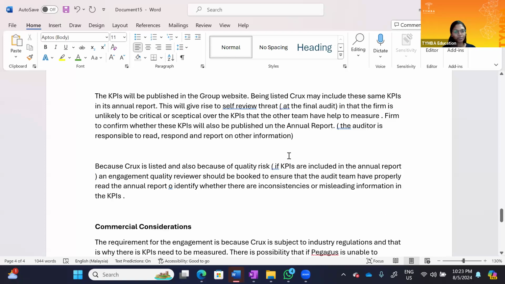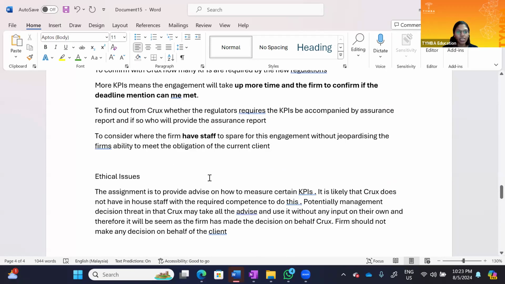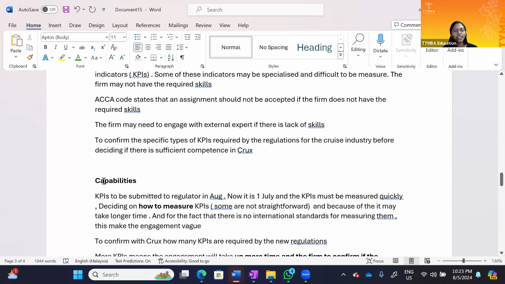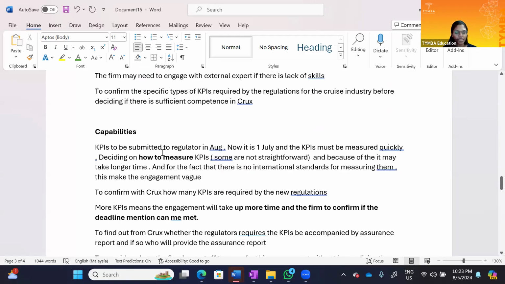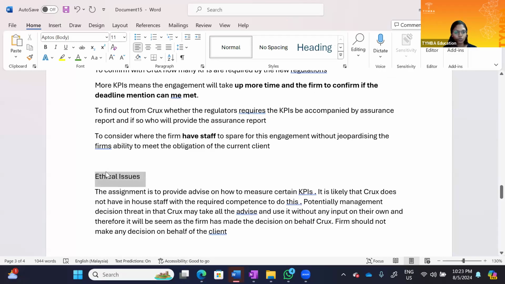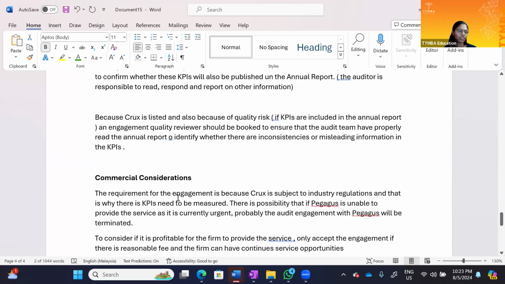So we have discussed, okay, maybe you can type it out first and I'll tell you. Okay, so now let's just run through. We had this competence that we discussed, and then the capabilities, and then the ethical issue, and finally the commercial consideration.